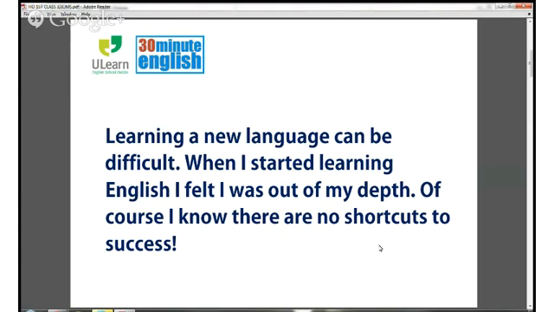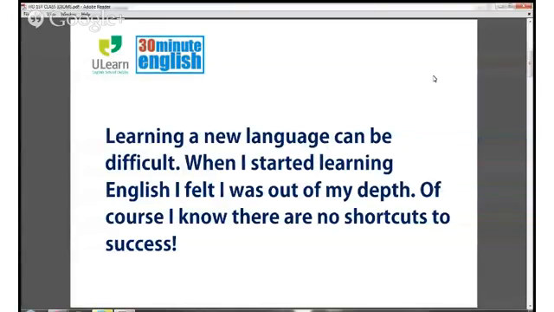Here's a short extract. I'll read it out for you. It says, "Learning a new language can be difficult. When I started learning English, I felt I was out of my depth. Of course, I know there are no shortcuts to success." Okay, in that short section, for example, I've got two idioms placed, and I wonder if you were able to see what they were. So let's take a look at it again.